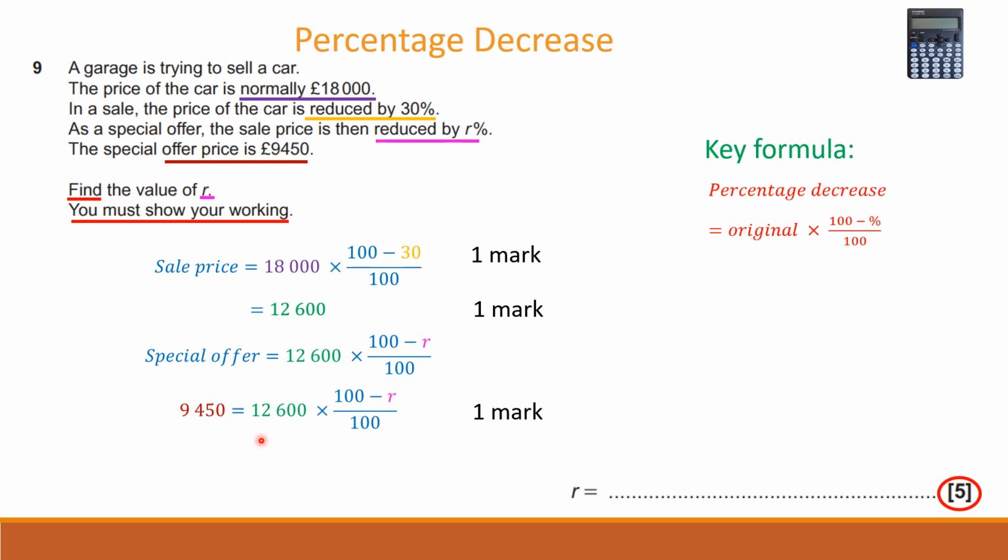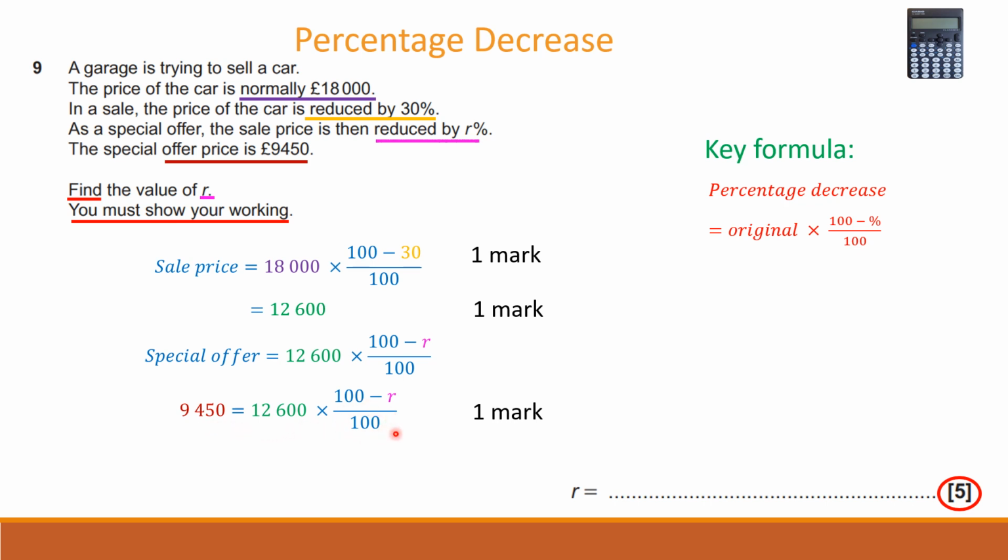From here, we need to work out what this 100 minus R is. So we're going to get rid of this times by 12,600, and we're going to get rid of the divide by 100. You could do this in 2 steps, or you could do it in 1 step. It is personal preference, but as you've got a calculator, it's fairly easy to do it in 1 step. First of all, to get rid of this 12,600, we're going to do the opposite, which is divide by 12,600. So on your calculator, you need to type in 9,450 divided by 12,600.